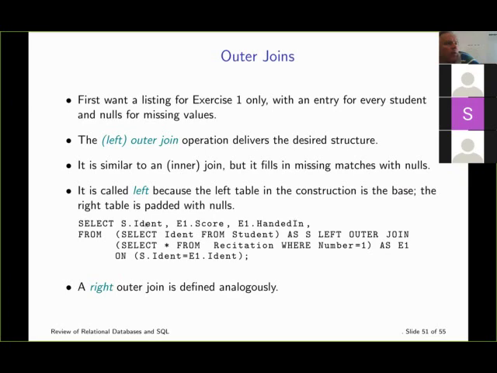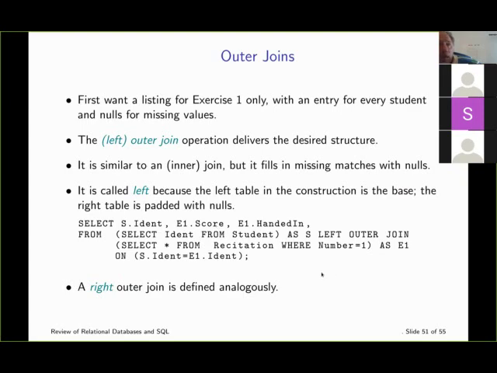What this says right here is that we're going to get the ident from student, and left outer join that with the recitation where the number is 1. So what this means is that if a student doesn't have information, so we have a student ID, but they haven't done recitation number 1, then we'll still get their ident. We'll just have a null value for their score.